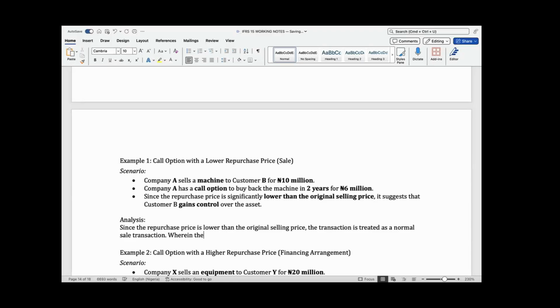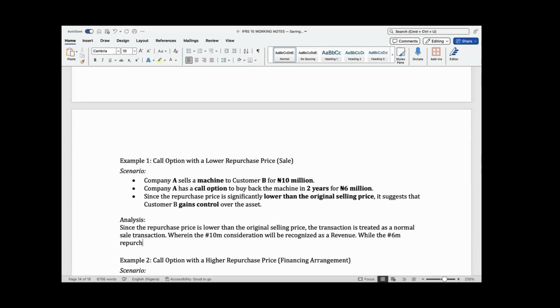wherein the 10 million consideration will be recognized as what? As a revenue. While the 6 million acquisition cost or repurchase price will be treated as the cost of a new asset. So we'll see it as if you are buying a new asset. That's how we're going to see it.